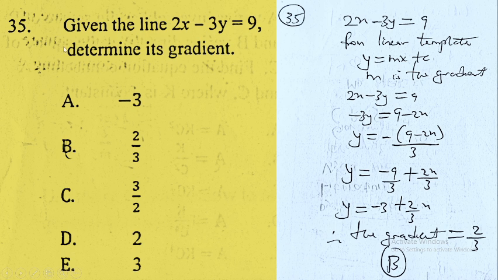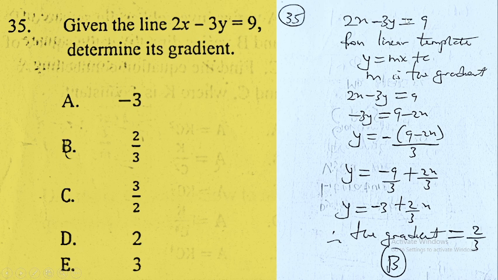Also, question number 35. Given the line 2x minus 3y equals 9, determine the gradient. So this is a linear equation. You have to find the gradient of that straight line. How do we do that? It is by making this equation look like the template of a linear equation. What is the template of a linear equation? y equals mx plus c. All you need to do is to make this equation look like this.